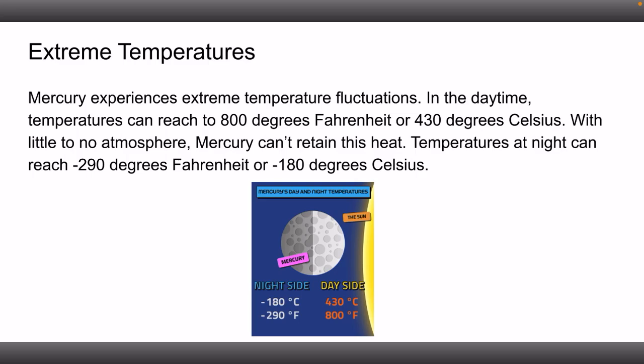Now on to extreme temperatures. Mercury experiences extreme temperature fluctuations. In the daytime, temperatures can reach 800 degrees Fahrenheit or 430 degrees Celsius. With little to no atmosphere, Mercury can't retain this heat. Temperatures at night can reach negative 290 degrees Fahrenheit or negative 180 degrees Celsius.